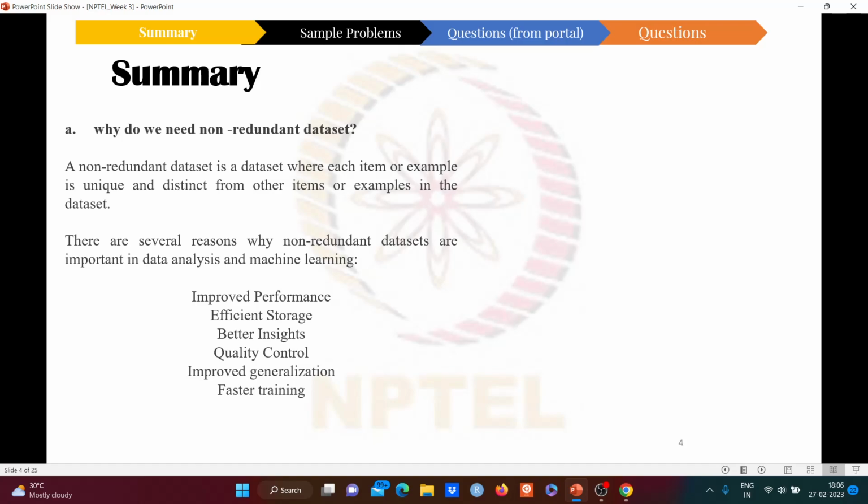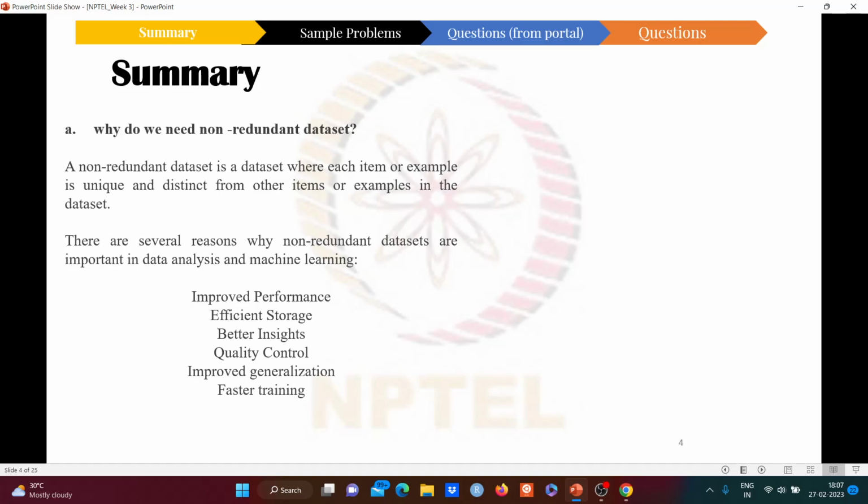Next is better insights. Non-redundant datasets can provide better insights and more accurate conclusions. When multiple copies of the same data are present, it can skew the analysis and lead to incorrect conclusions or bias. Next thing is quality control.